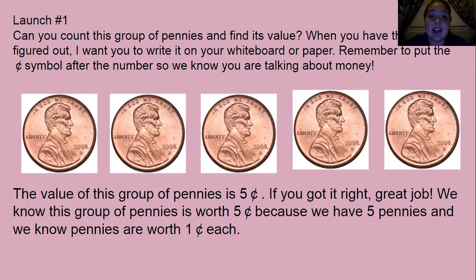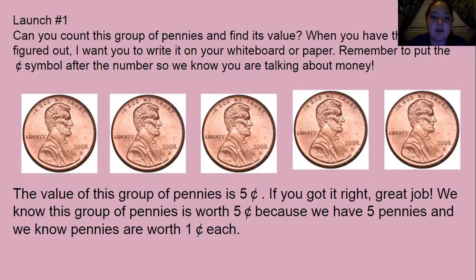Okay, let's count this group of pennies and see how much the group is worth. Count with me. Are you ready? 1, 2, 3, 4, 5. That means the value of this group of pennies is 5 cents. If you got that right, great work.